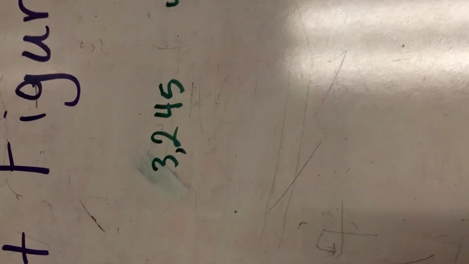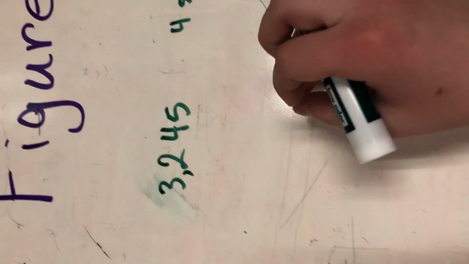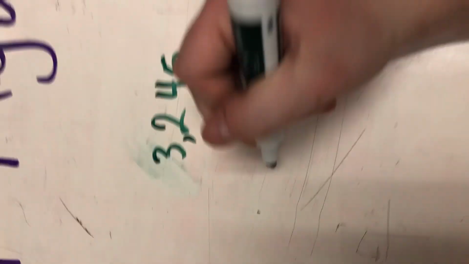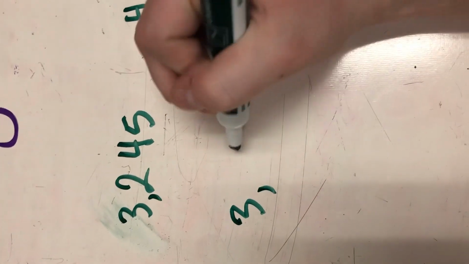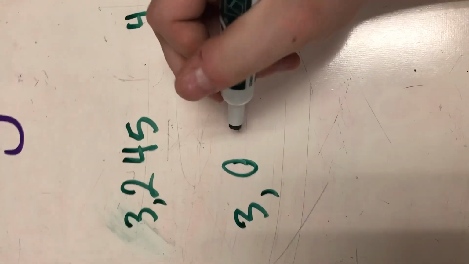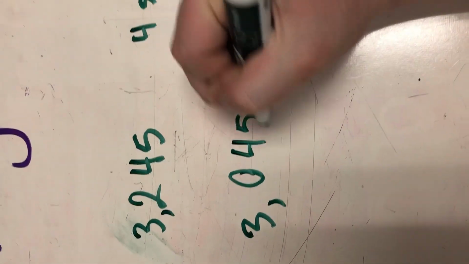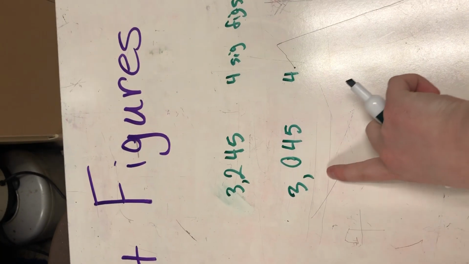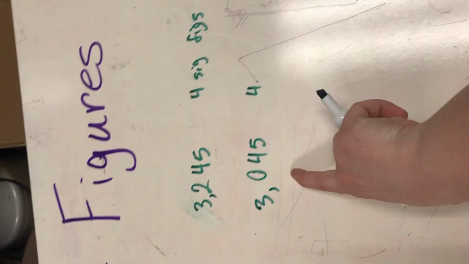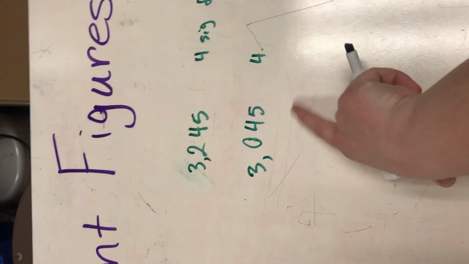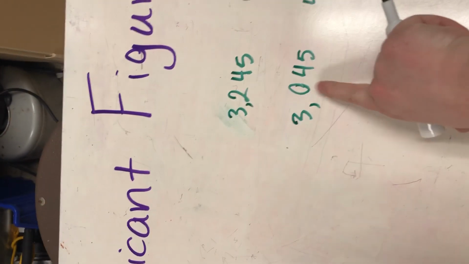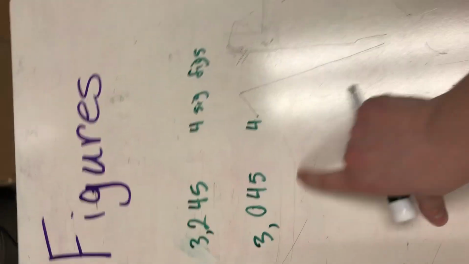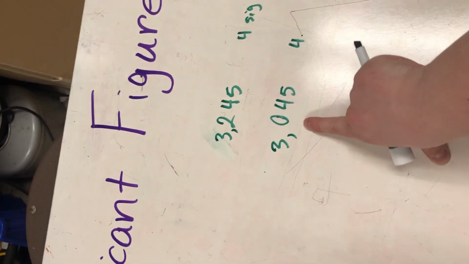The next rule to remember is that zeros in between non-zero numbers are always sig figs. Let's write a similar number, but with a 0 there. This still has 4 sig figs, because all of these are important digits. It's in between, so it matters. You wouldn't say that this has 3 sig figs, because that wouldn't make sense.